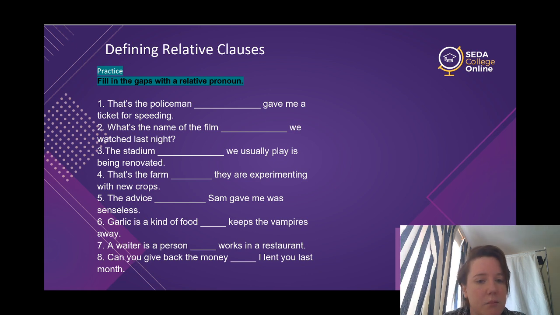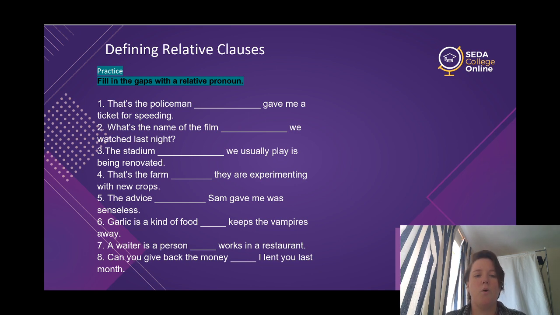Number 3: The stadium we usually play is being renovated. So the stadium, is that a place, is it a thing, or is it a person?